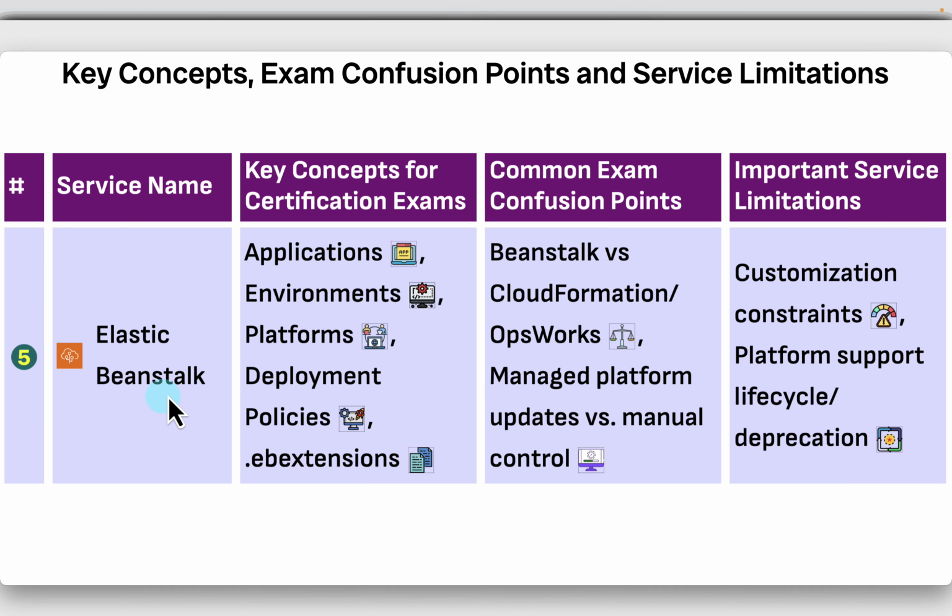Elastic Beanstalk. Key concepts for certification exams are applications, environments, platforms, deployment policies, and .ebextensions. Common exam confusion points are Beanstalk versus CloudFormation, which is like infrastructure as code, and OpsWorks, which is like configuration as code, and managed platform updates versus manual control. Important service limitations are customization constraints, platform support lifecycle, and any kind of deprecation.